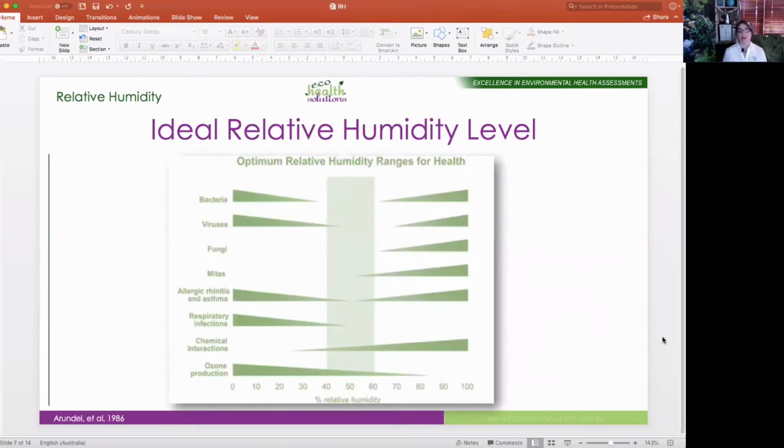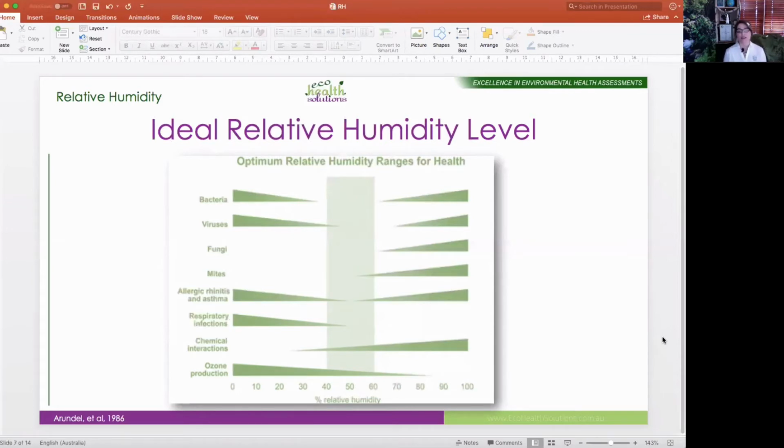So from that research paper, they put together this graph, and the height of each of the bars shows the level of activity. So the higher the bar, the more active, and the narrower it is, the less active it is. And as you can see, along the bottom, they're looking at relative humidity, and up the side, they're looking at different incidental things in the environment: bacteria, viruses, fungi, mites, allergic rhinitis and asthma, respiratory infections, chemical interactions, and ozone production.